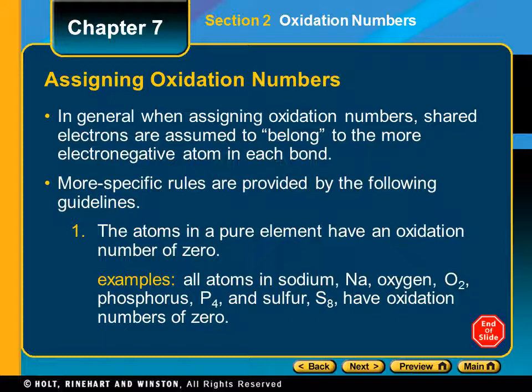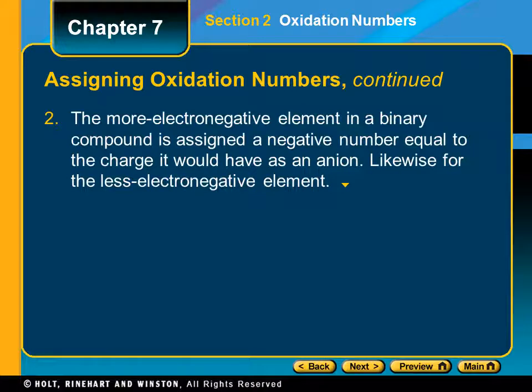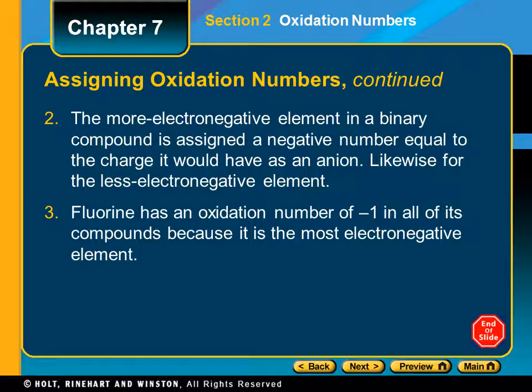So atoms in sodium or oxygen or phosphorus, sulfur, they all have oxidation numbers of 0 because all you have is sodium. So all the atoms in pure elemental form have oxidation number 0. O2 is oxygen in its elemental form, so the oxidation numbers are going to be 0. Next, the more electronegative element in a binary compound is assigned a negative number equal to the charge it would have as an anion. Likewise for the less electronegative element. Fluorine has an oxidation number of -1 in all of its compounds because it is the most electronegative element.